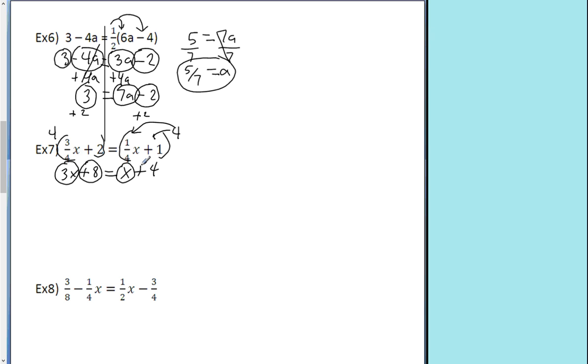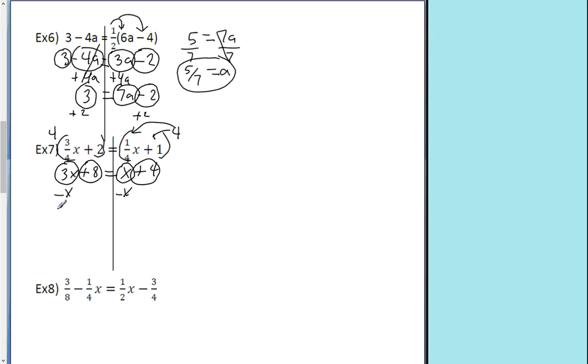And then we need to decide what we need to get rid of. Well, remember, try to get rid of the variables first if you can. But when you do that, try to bring your variables to the side with more positive variables. So which side has more positive variables? Well, this side has more positive variables. So I'm going to get rid of the positive x by adding a negative x, adding a negative x.